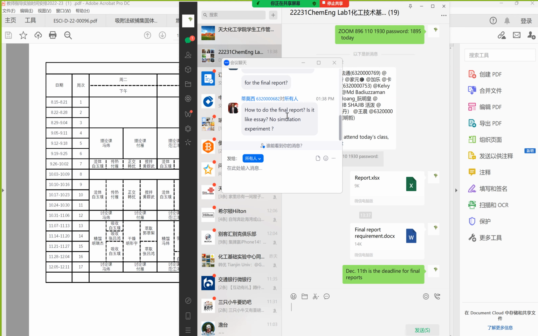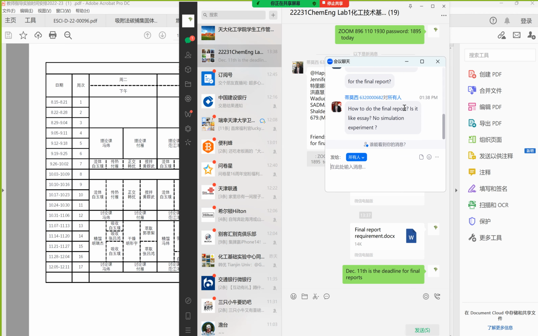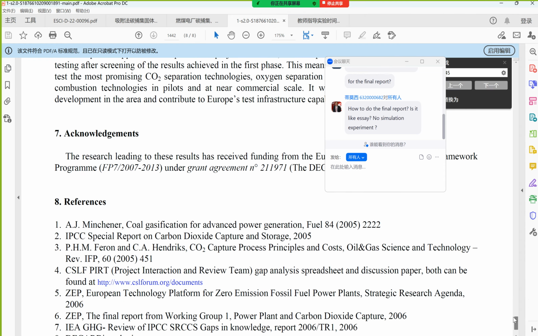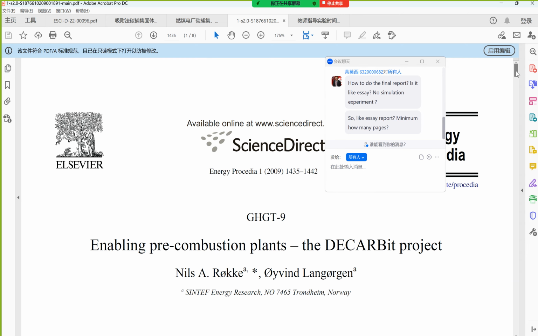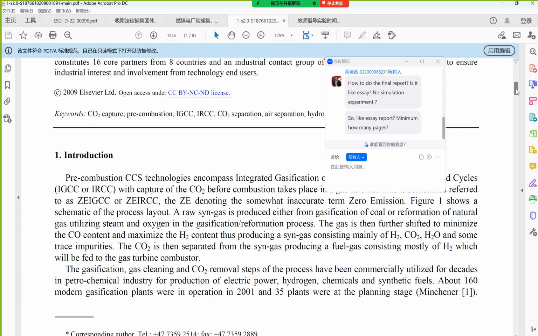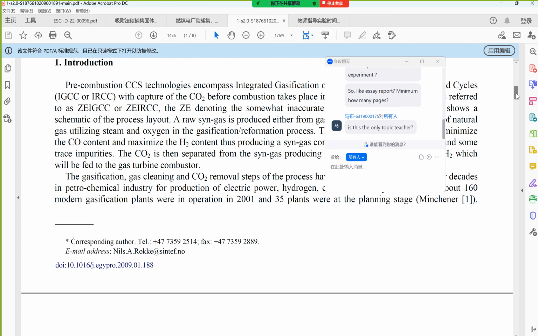How to do the final report? There is no simulation experiment. It only has the topic. You may find the content from the internet. It's like the thesis, the way I write, because I have to read so many papers online. Abstract and so on. How many pages at minimum? No limitation. It's only the topic, right?